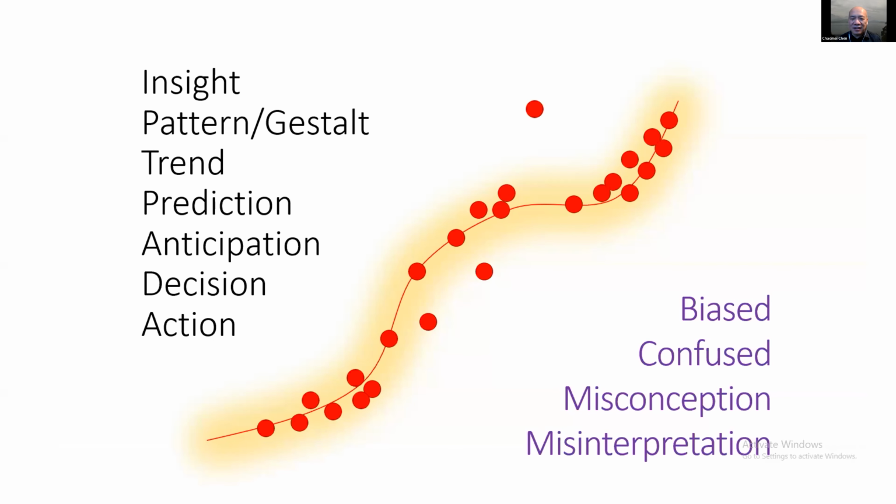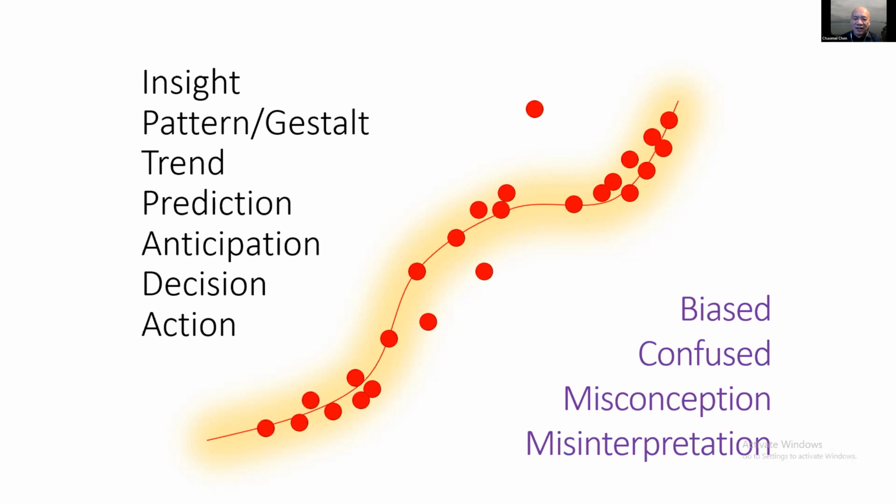On this slide, the good things are on the left, and the bad things we try to avoid are on the right. What we're trying to get here is the insight, the patterns. We want to recognize different patterns, different trends, and then we want to make predictions. We want to be able to anticipate what's going to happen next, and also make very well-informed decisions, and take actions to achieve our goals. So those are the good things.